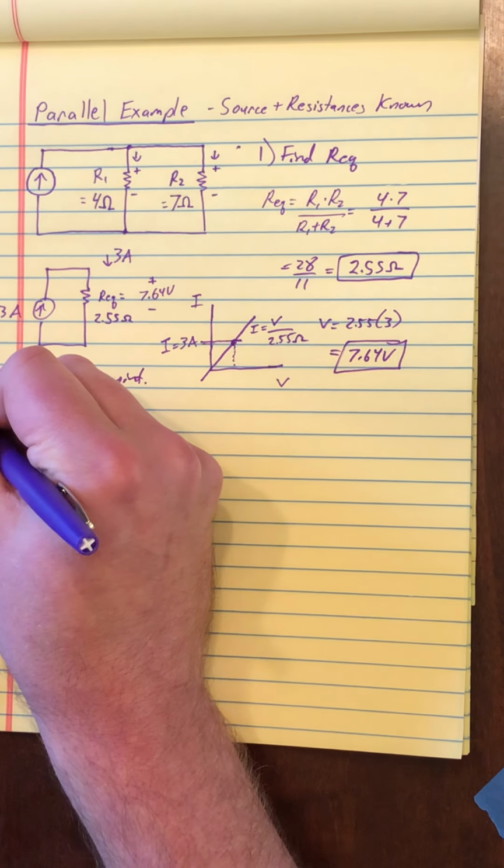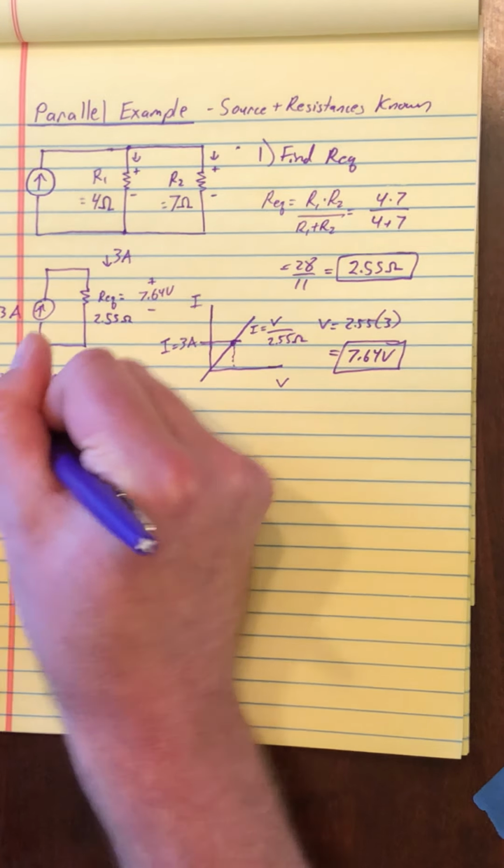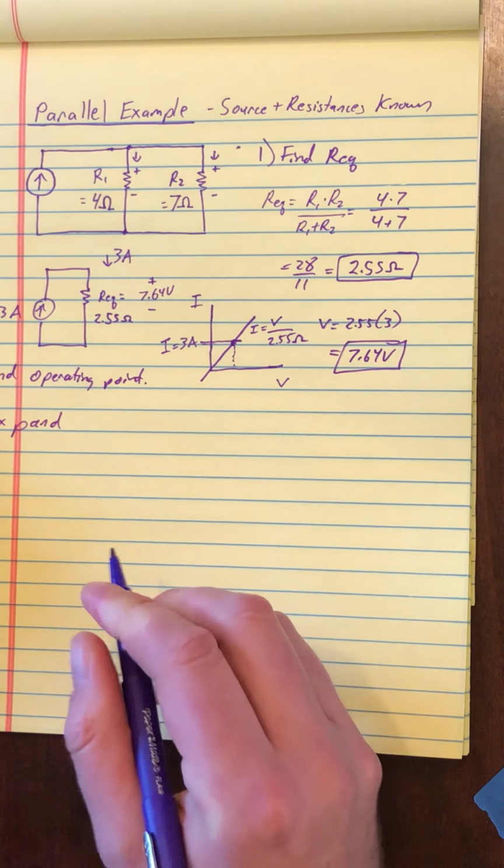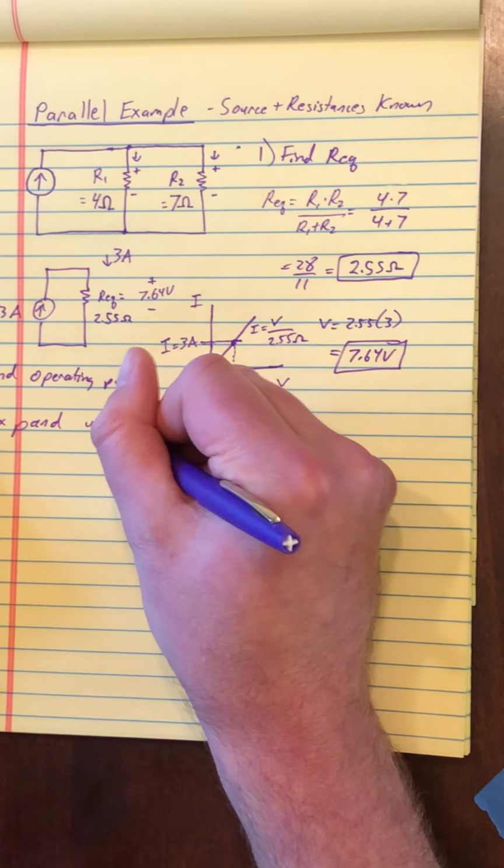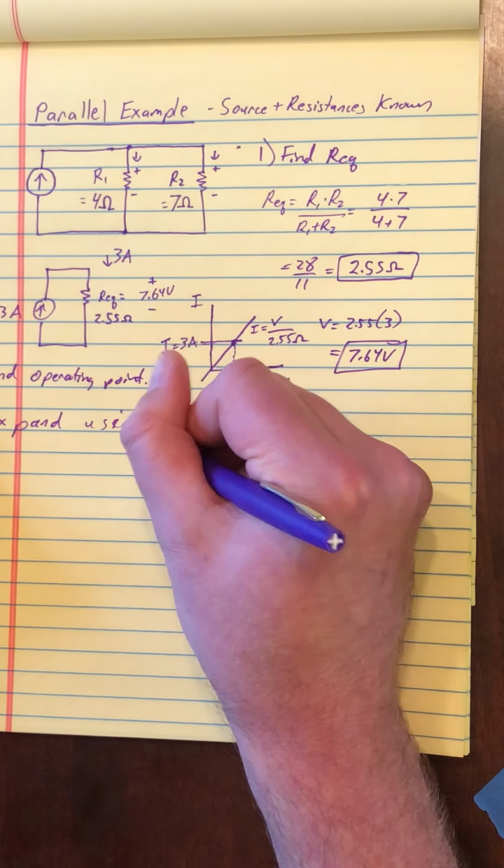So the third thing we're going to do now is expand. We want to find all the branch quantities, and we're going to expand using parallel rules.